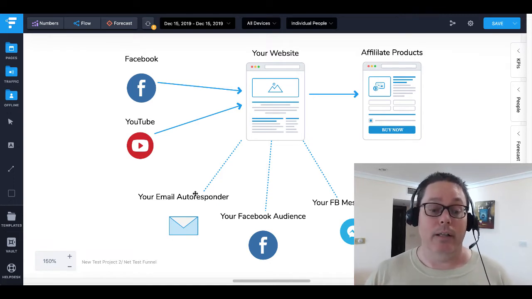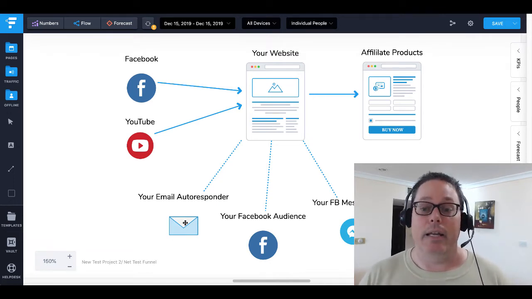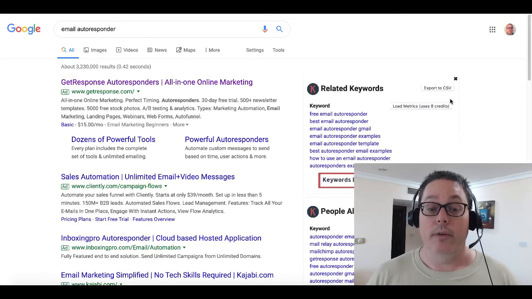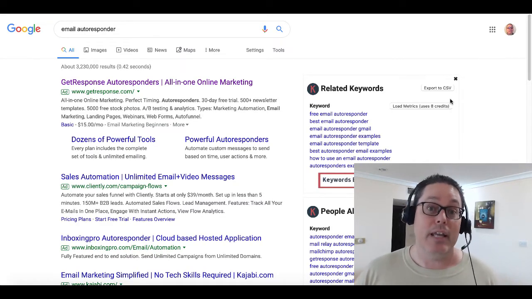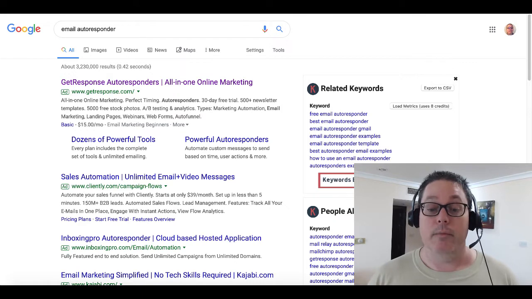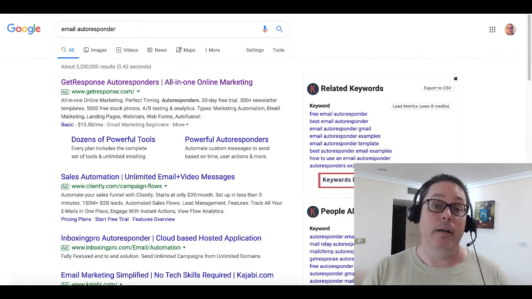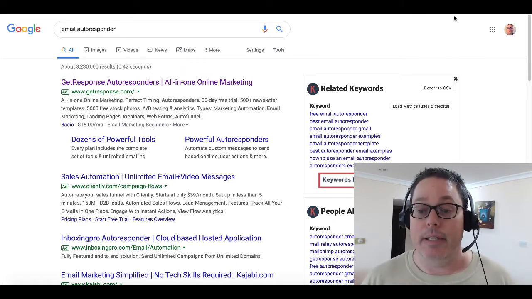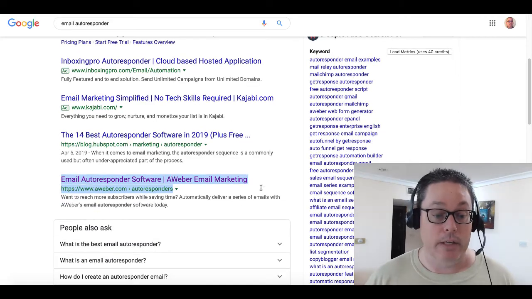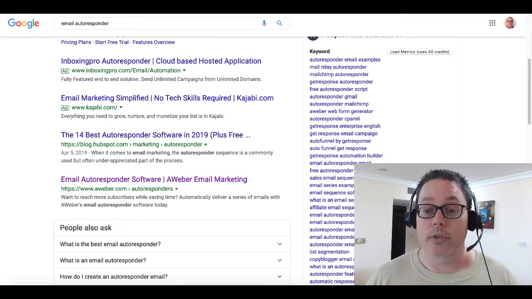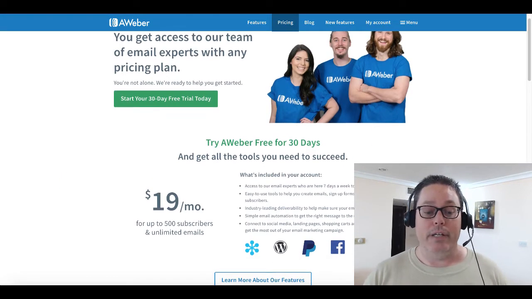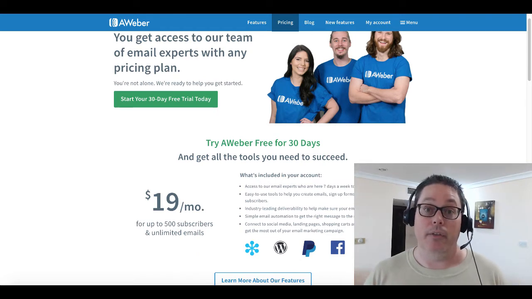Then you need somewhere to collect those email addresses, and that's going to be an email autoresponder. Of course, just go to Google again and search for email autoresponder and just pick one. But if you want my recommendation, it's going to be a little bit down the page, and it's going to be AWEBER. And of course, AWEBER, if you go there, you'll see that that starts out at $19 a month.